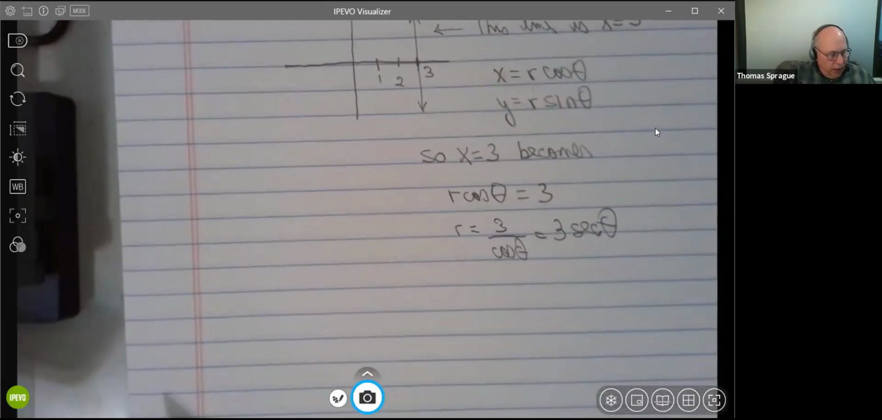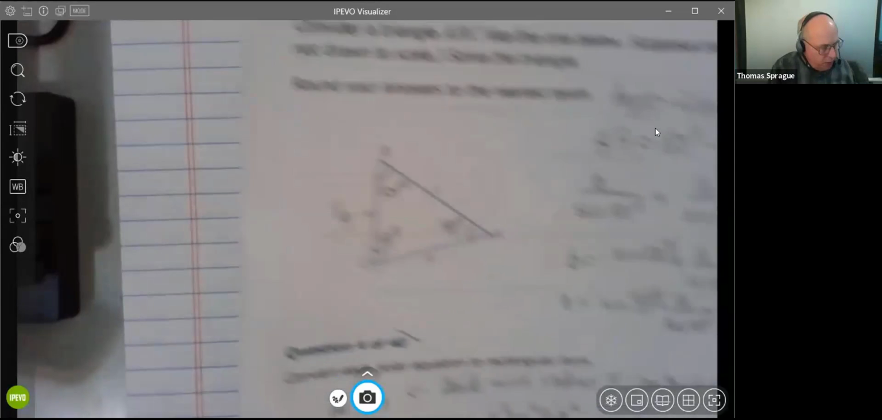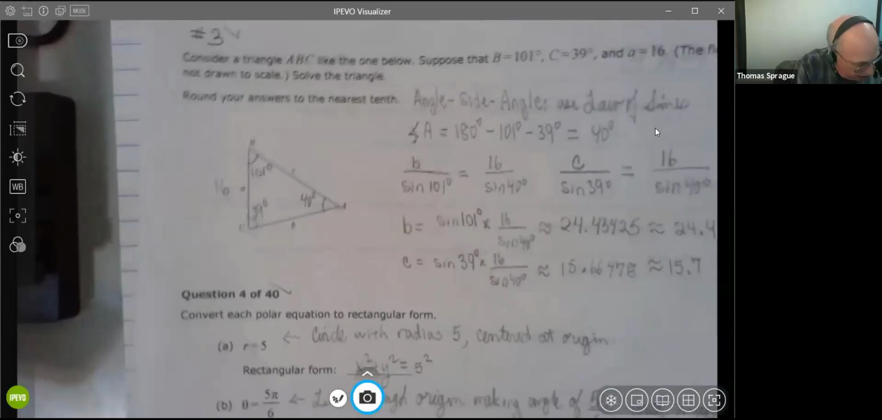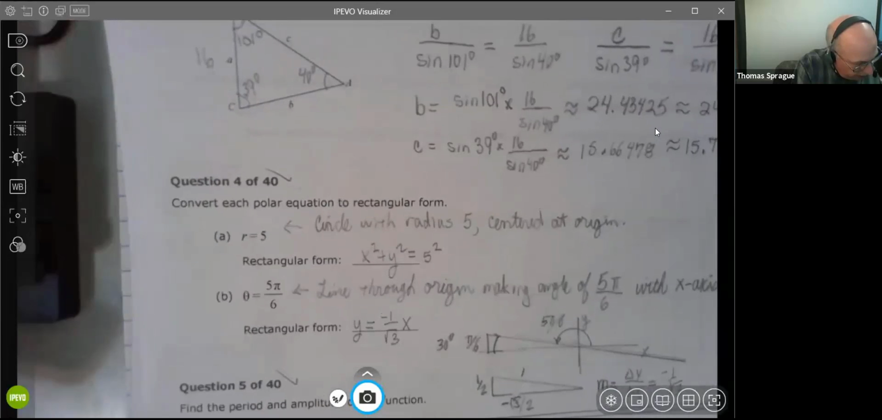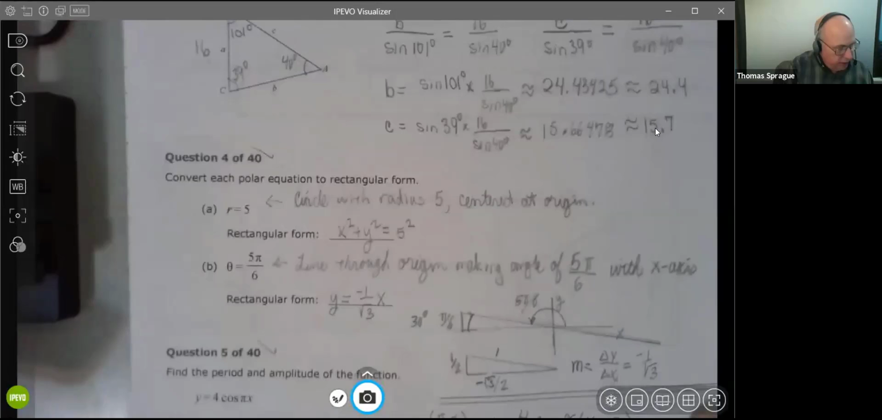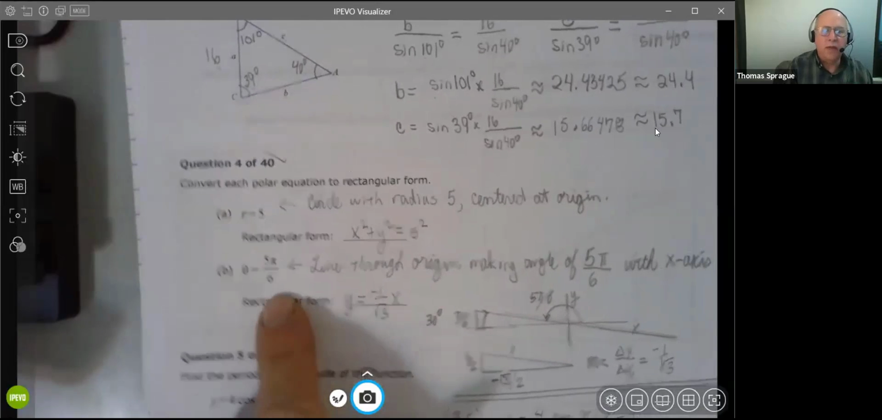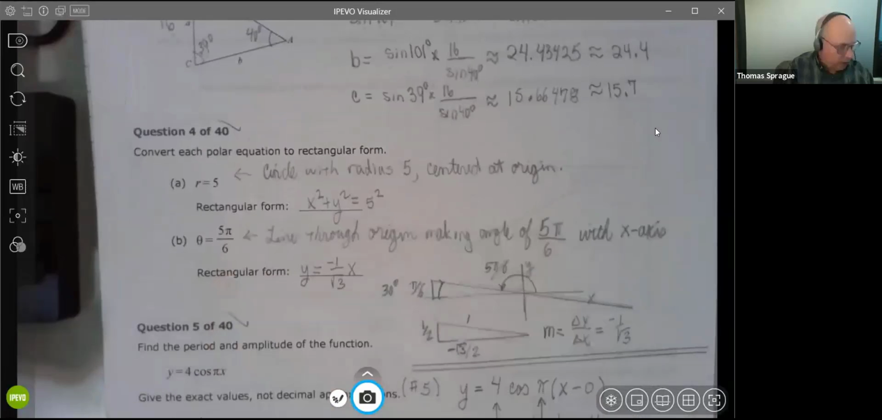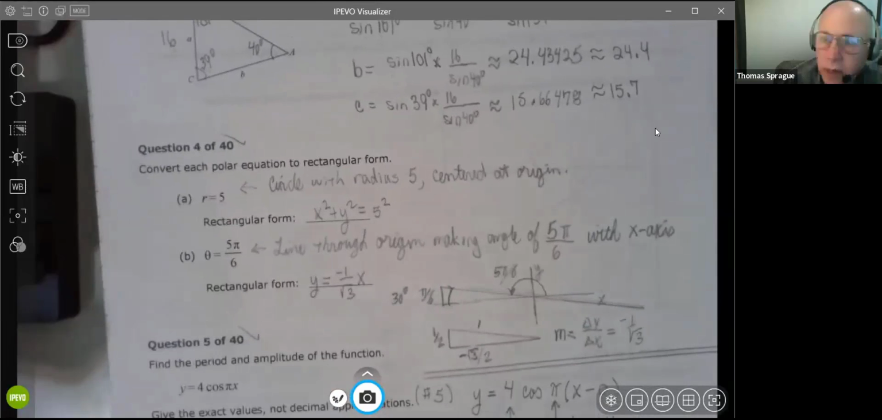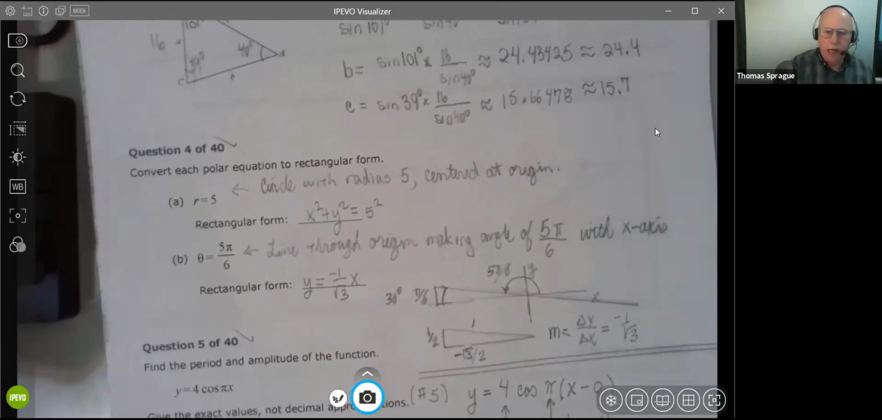Okay, so that takes care of, that gets us through problem, where are we here? Number 4. It's converting these polar equations, R equals 5 and theta equals 5 pi over 6 to a rectangular form. Anybody need to ask a question or see any of that stuff again?